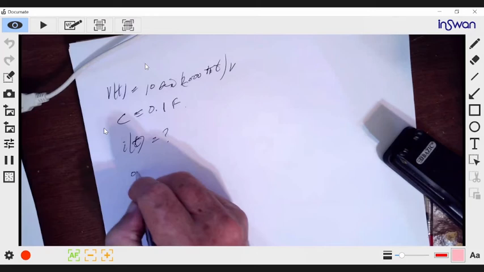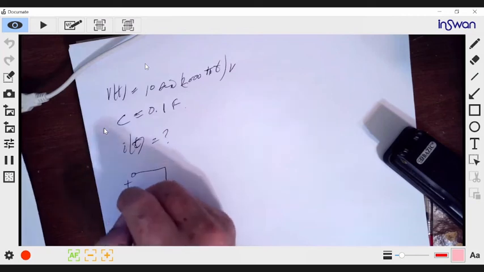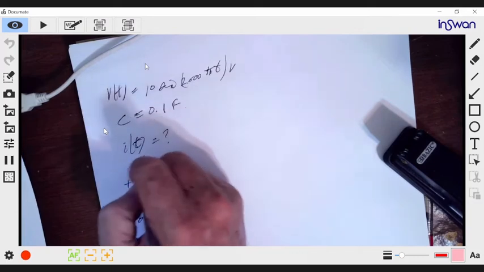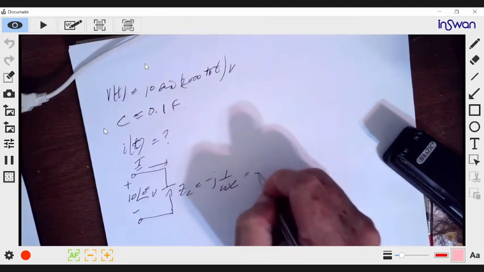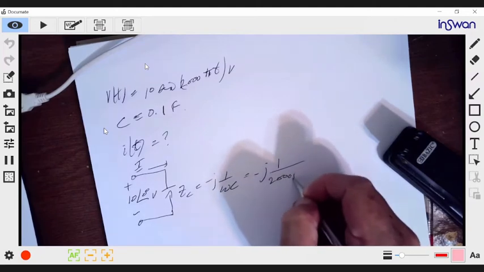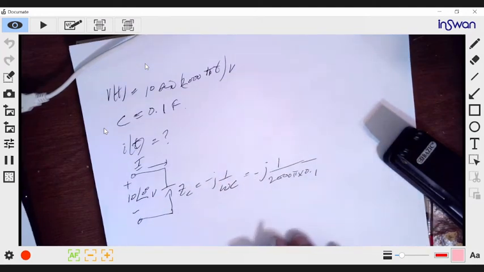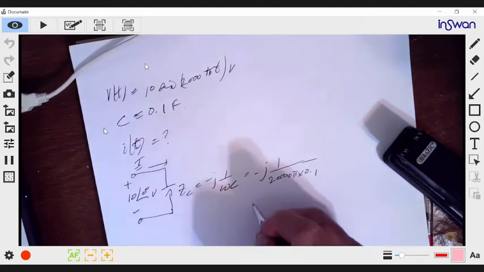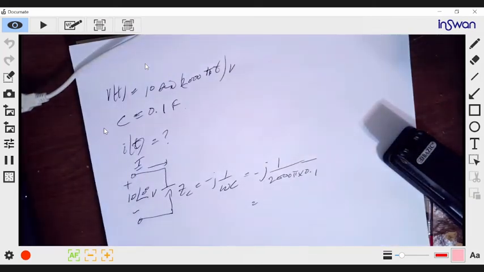Well, you use phasors. You would use phasors before the latest lesson. And this would have been 10 at 0 degrees. Then this would have been the I phasor, and this would be the impedance of the capacitor. The impedance of the capacitor would be negative j 1 over omega C, equals negative j 1 over 2000 pi times 0.1. And how much is that? That's the reciprocal of 200 pi.